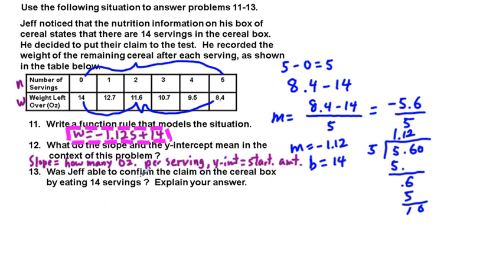13, was Jeff able to confirm the claim on the cereal box by eating 14 servings? Well, there are 14 servings in the cereal box. And you start with 14.